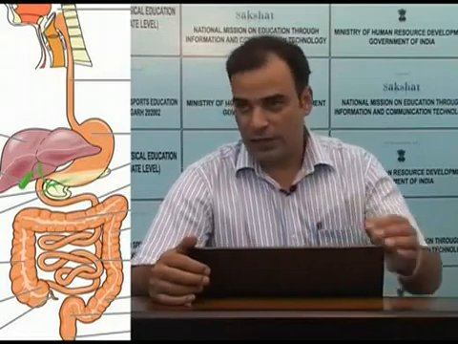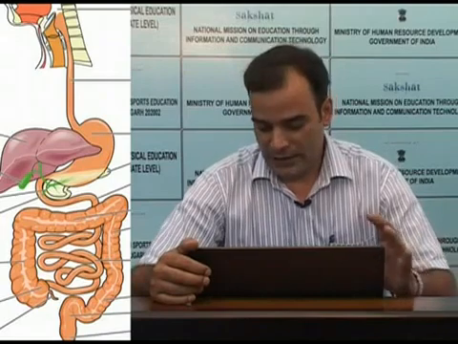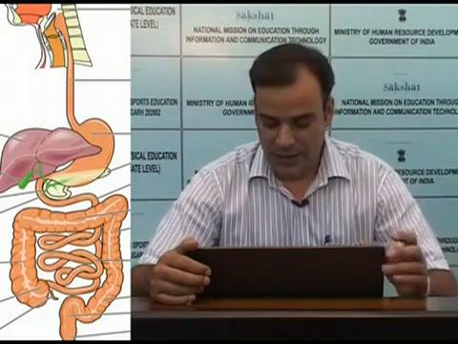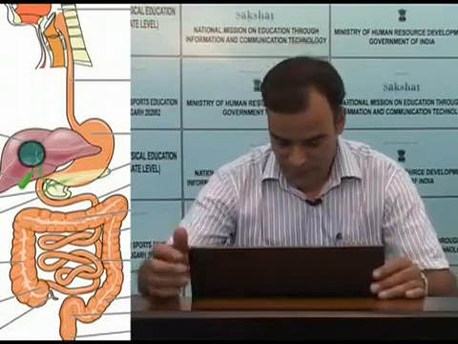You can also see here the accessory organs of the digestive system, especially the accessory glands, which are the salivary glands, the pancreas, and the liver.